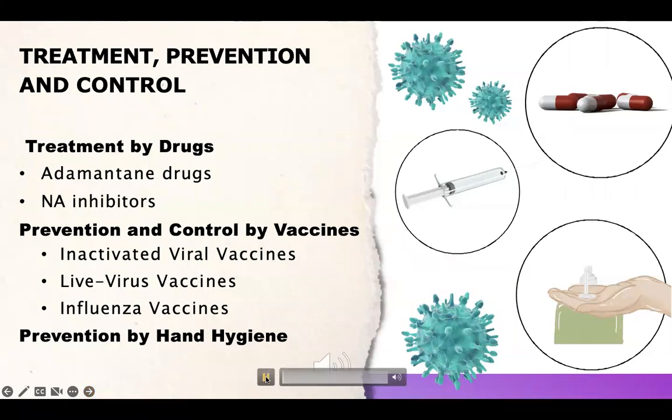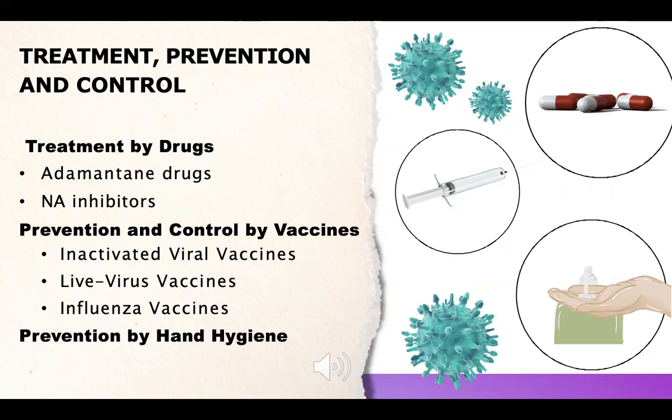So for treatment, prevention, and control, if the infection is already existing, treatment is usually through the use of drugs. We have two groups. We have the adamantane drugs, which are basically M2 channel inhibitors. We use these widely for treatment of influenza type A infections. Included under this type are amantadine hydrochloride and rimantadine.